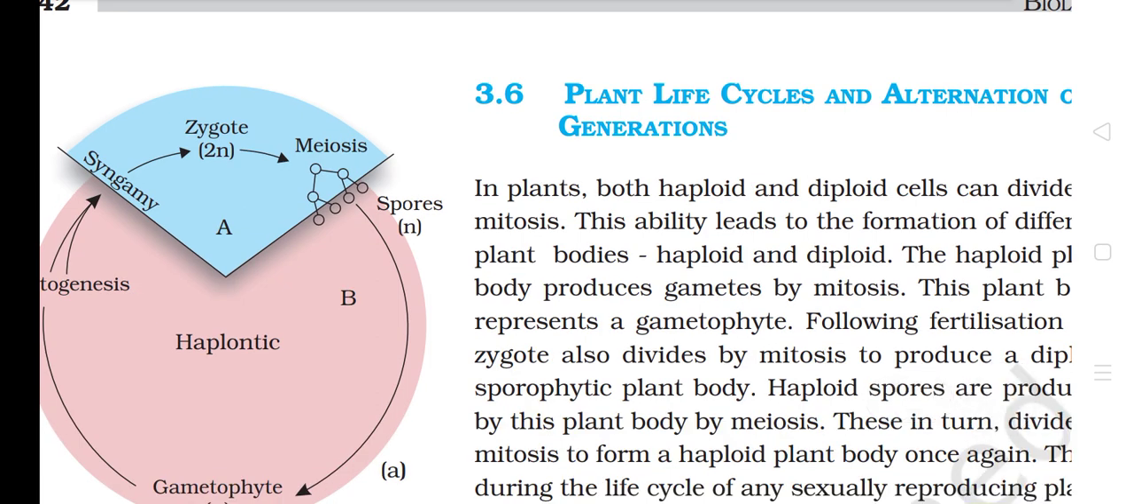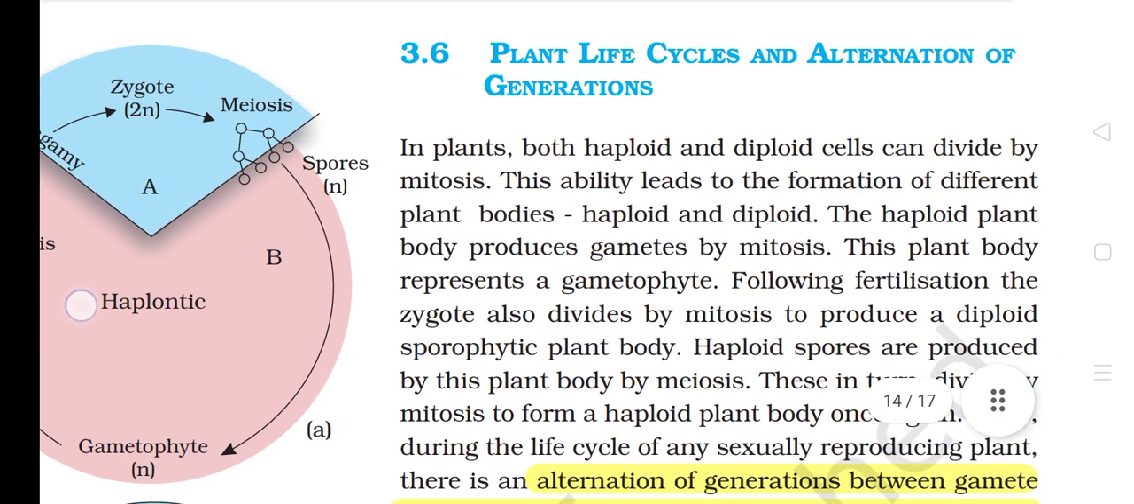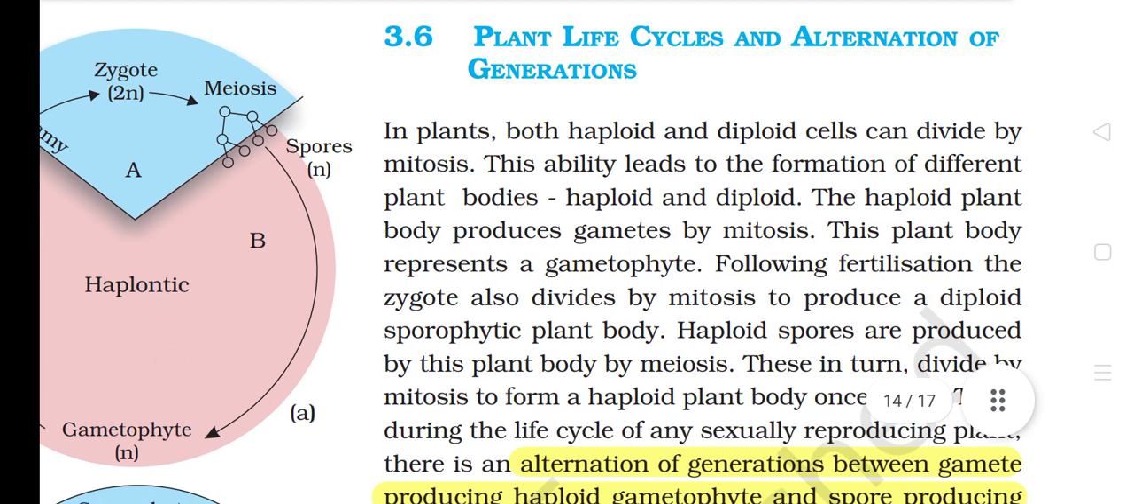3.6 Plant life cycles and alternation of generations. In plants, both haploid and diploid cells can divide by mitosis. This ability leads to the formation of different plant bodies, haploid and diploid.